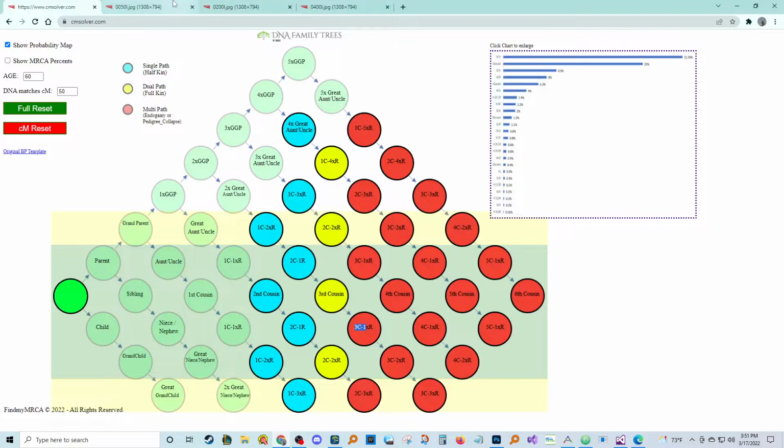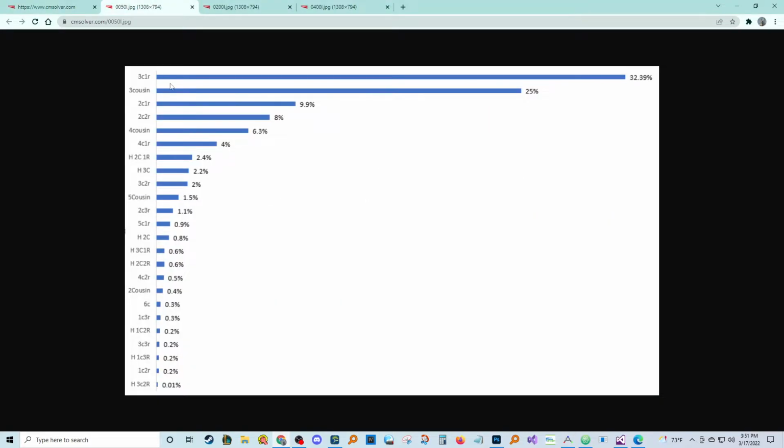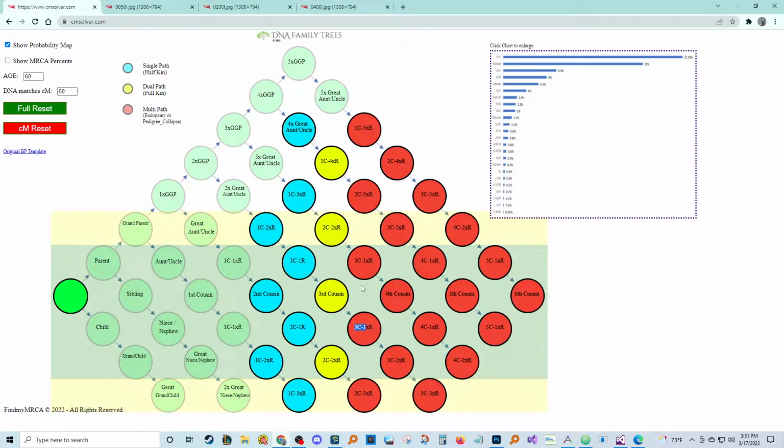Those two kinships, the third cousin and third cousin once removed, are 57%, which means it's 57% one of those two and 43% any one of the rest of those dots. And when you know that you've got to focus on the green, that makes this so powerful. Again, we've already talked in the previous video about how unlikely it is to be in the yellows. It can happen, but you want to look in the greens first.